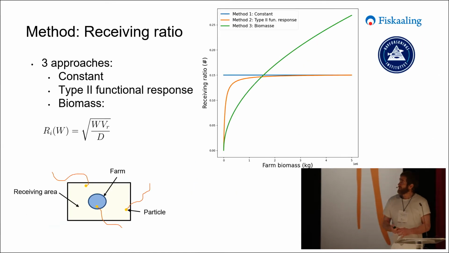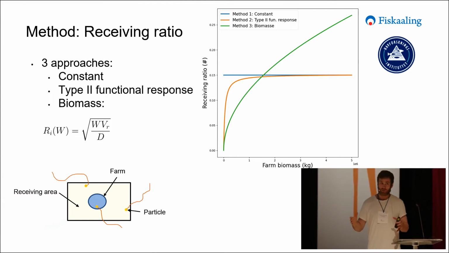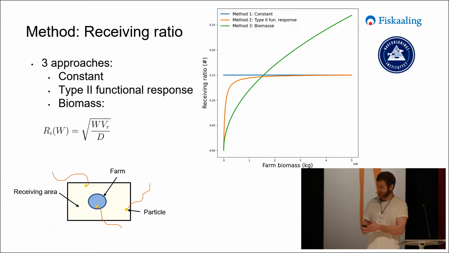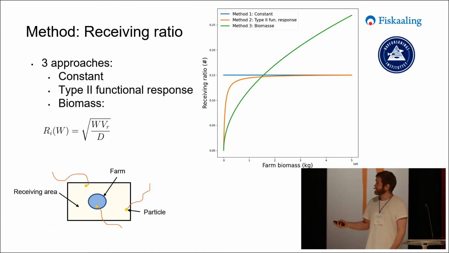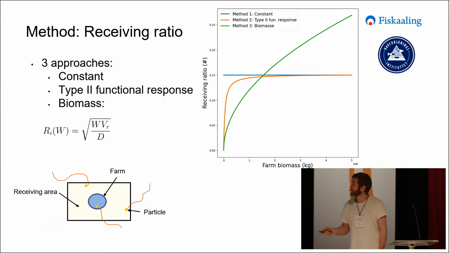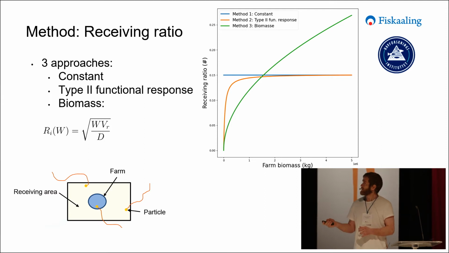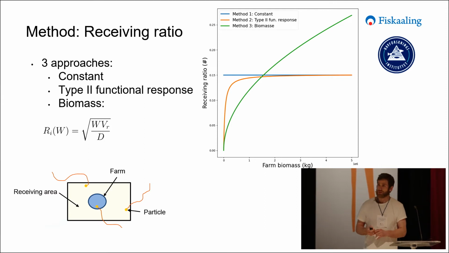So for the receiving ratio, we need to solve the problem of, so we have X amount of particles coming into a receiving area, but we don't know how many actually will enter a farm. So we tried 3 different approaches. One was constant, so just say, for example, 15% of all particles that go into the receiving area also attach to the farm. Then we tried type 2 functional response.